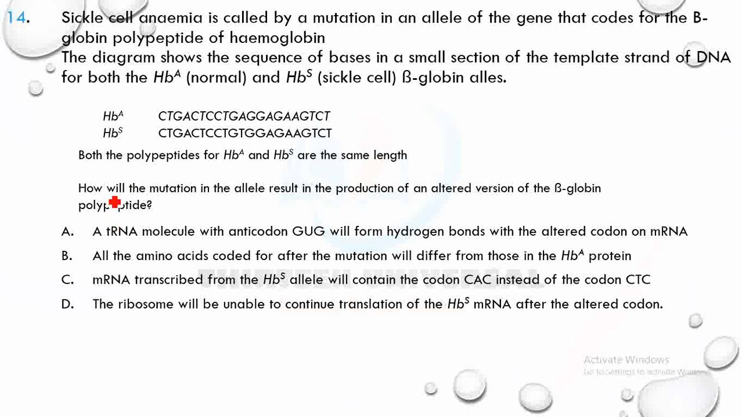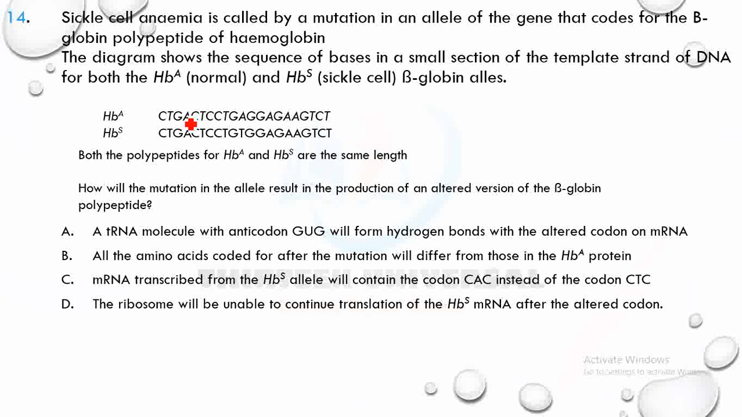So the first question said, how will the mutation in the allele result in production of an altered version of beta globin polypeptide? Remember, the rule is that once there's a change in base triplet, it's going to affect the amino acid sequence. So it affects the codon on mRNA and affects the anticodon on tRNA. That affects amino acid sequence, which is primary structure. Look at this. A says a tRNA molecule with anticodon GUG will form hydrogen bonds with altered codon on mRNA.